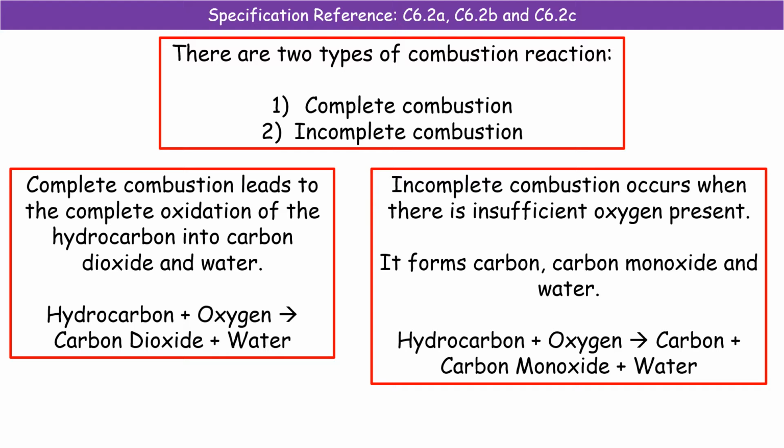When we consider the reactions of the alkanes then, there are 2 combustion reactions we need to know about, complete and incomplete. Complete combustion is where we're going to just form carbon dioxide and water. We are going to completely oxidize our hydrocarbon. Incomplete combustion will happen when we don't have sufficient oxygen present to do that, and as a result what we form is carbon, carbon monoxide and water.